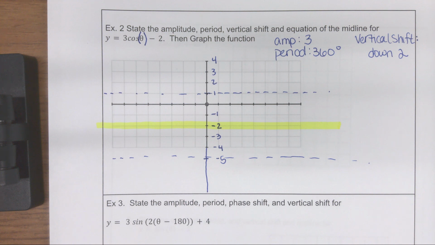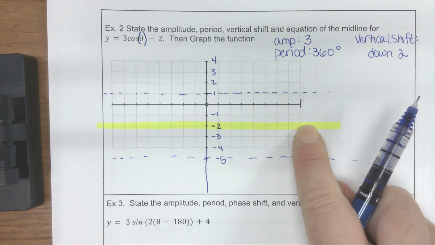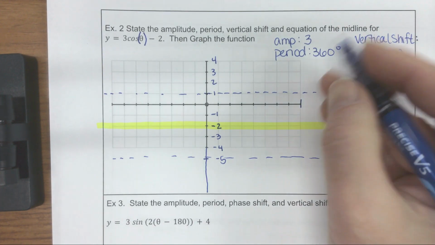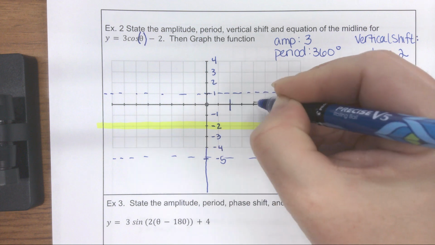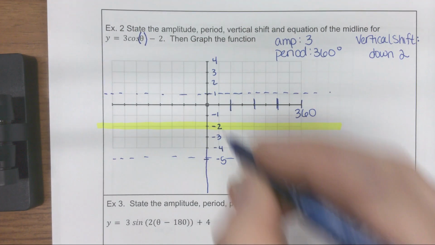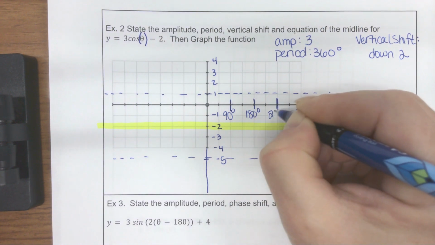Step 3, identify the period. The period is 360. So I'm going to put the 360 up here, but when we're graphing it, you have to remember it's down here. So I'm going to put my 360 on here. And then that means that these tick marks are 90, 180, 270. Okay.